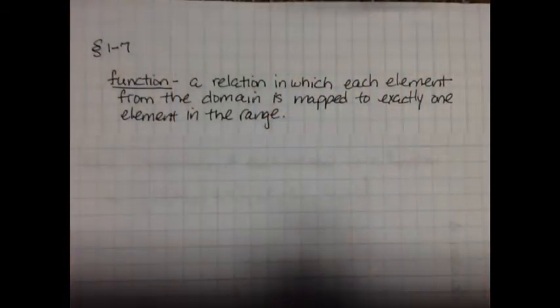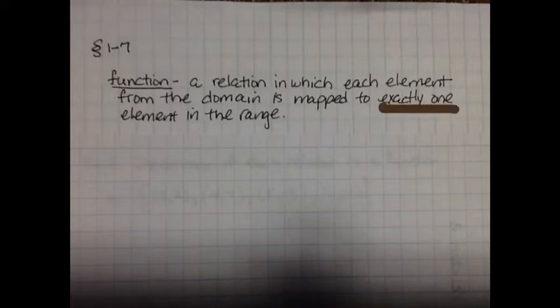Let's first recall what the definition of a function is. A function is simply a relation in which each element from the domain is mapped to exactly one element of the range. Exactly one, no more.